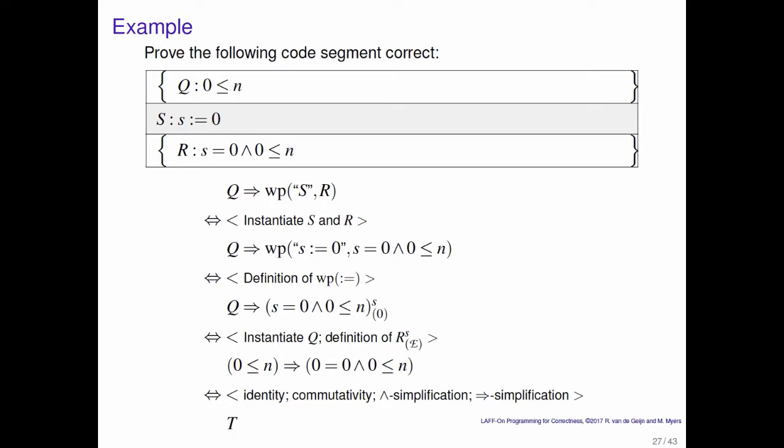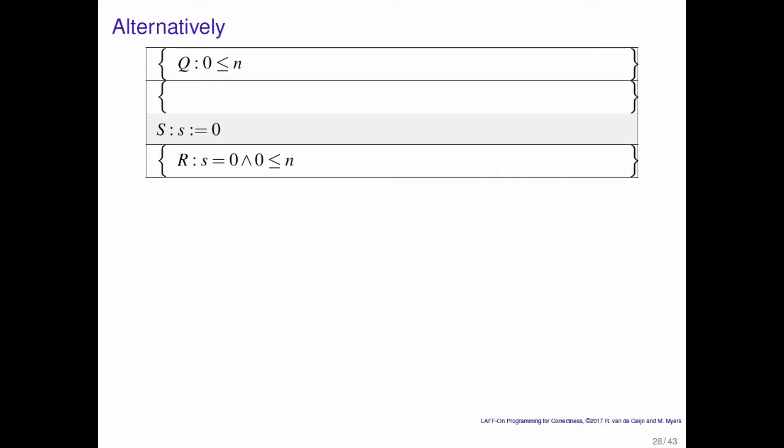Notice that we've now systematically proven that code segment correct. So there is no more doubt about whether this code segment actually is correct. Alternatively, we can look at it this way. We know that before the assignment of 0 to s, the weakest precondition of the statement leaving you in a state where r is true has to be true. Otherwise, executing s equals 0 won't put you in the desired state.